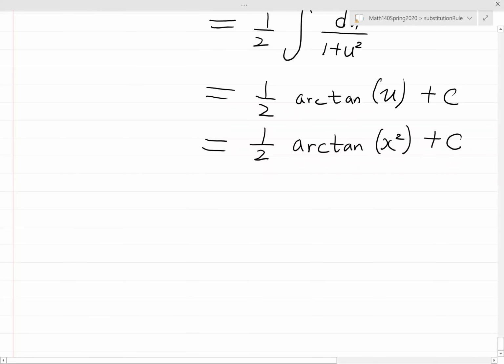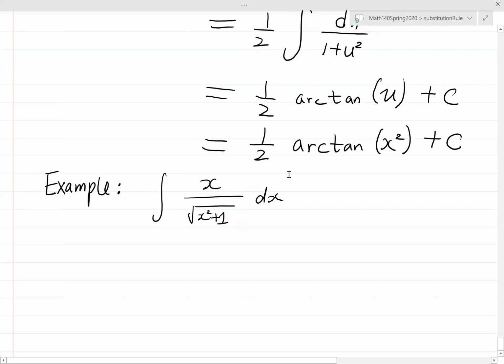More examples. Okay, let's see this example. The integral is x over square root of 1 plus x squared. Now, first question: this integral is not in the antiderivative table.